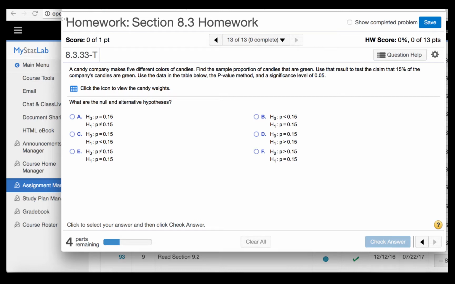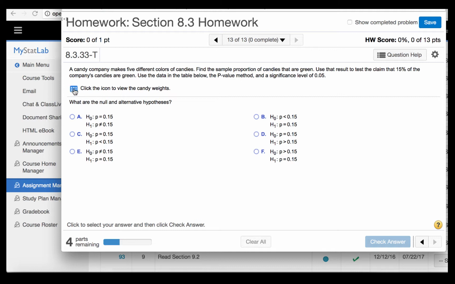A candy company makes 5 different colors of candies. Find a sample proportion of candies that are green. Use that result to test the claim that 15% of the company's candies are green. Use the data in the table below, the p-value method, and a significance level of 0.05.